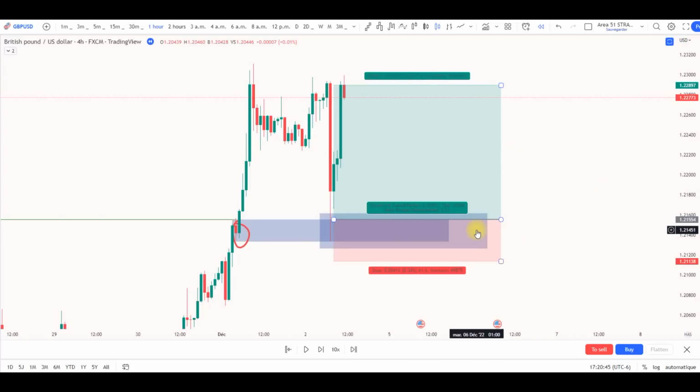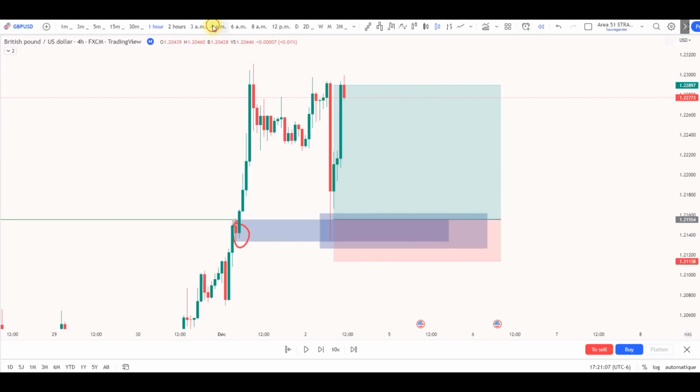This is some of the premium entries that you can get. This is the way the banks enter the market. Basically, you are trading with the banks. Of course, you're a real trader. You don't have a big account, but you're trading with the big boys, and you are getting the best premium prices, just like the banks do.